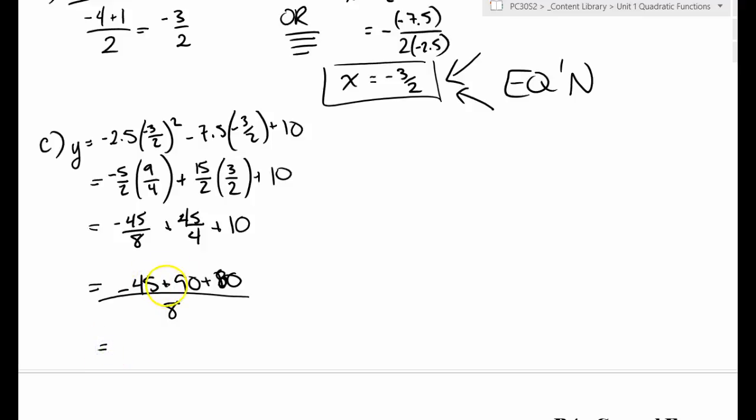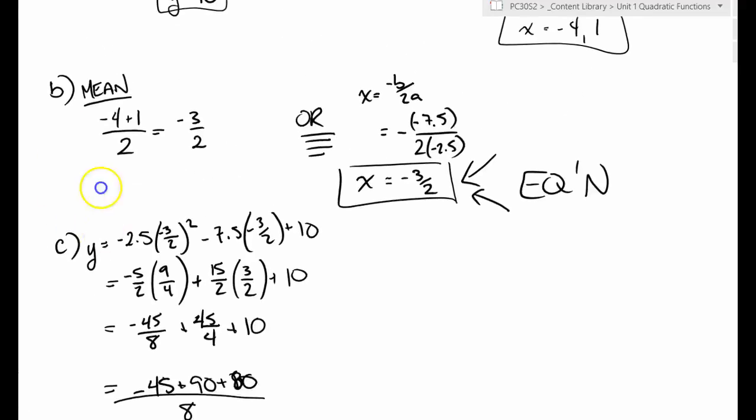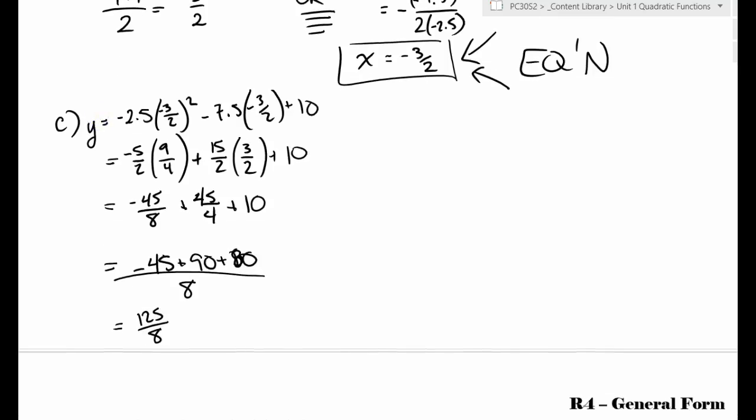And that's going to give me 125 over 8. Which kind of makes sense. That ends up being a pretty big number, bigger than my y-intercept, so that all kind of fits together.